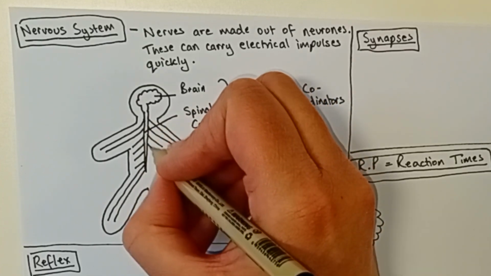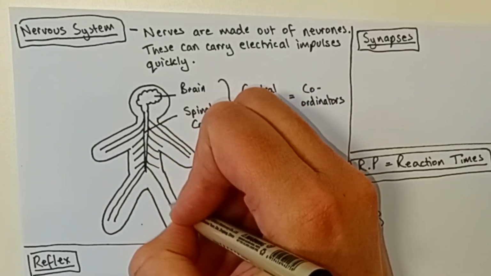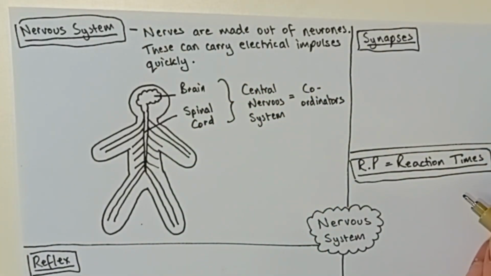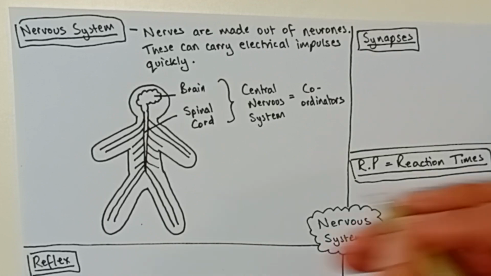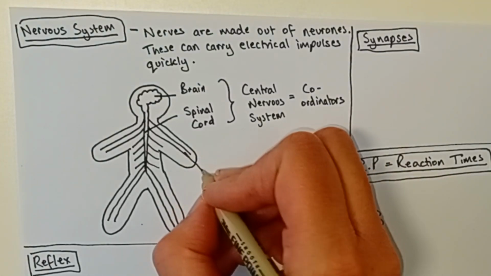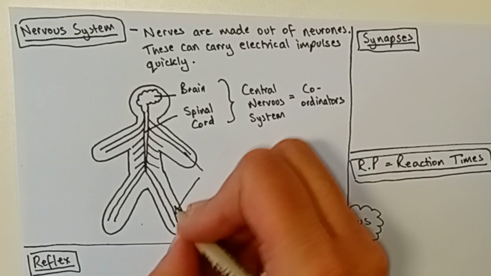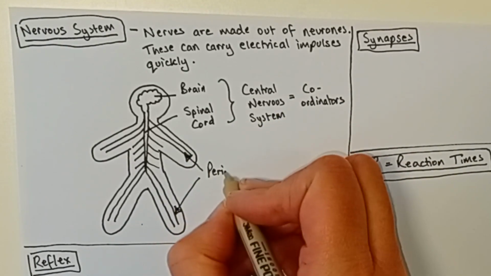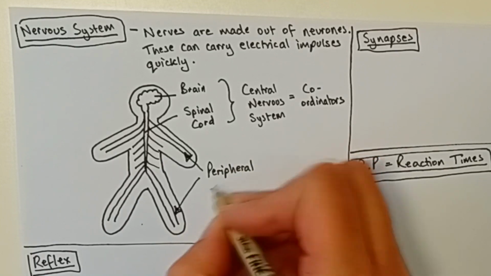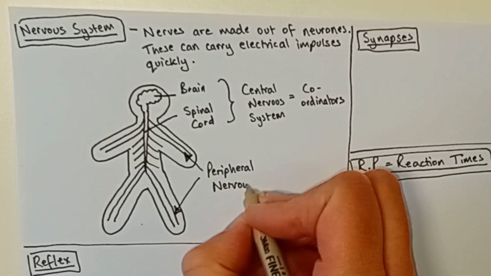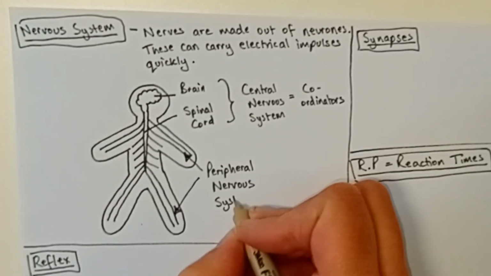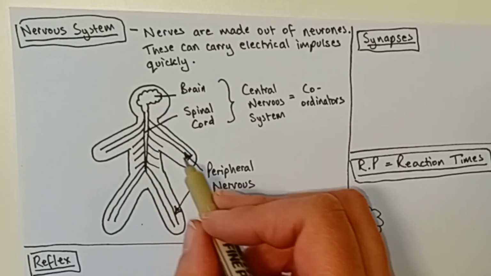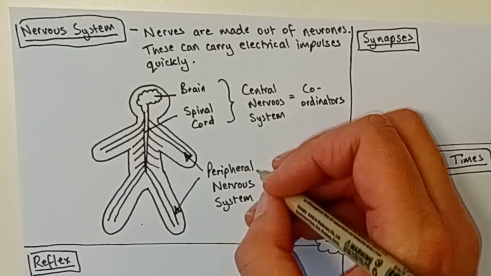Okay, all the way down the spine, branching off, going all the way down to your toes and to your fingertips and right up to the scalp on your head. And this is the peripheral nervous system. And this is made out of long neurons. They can be over 1 meter long.